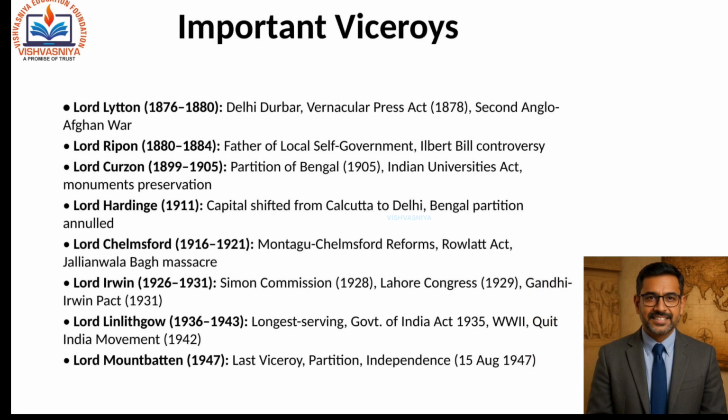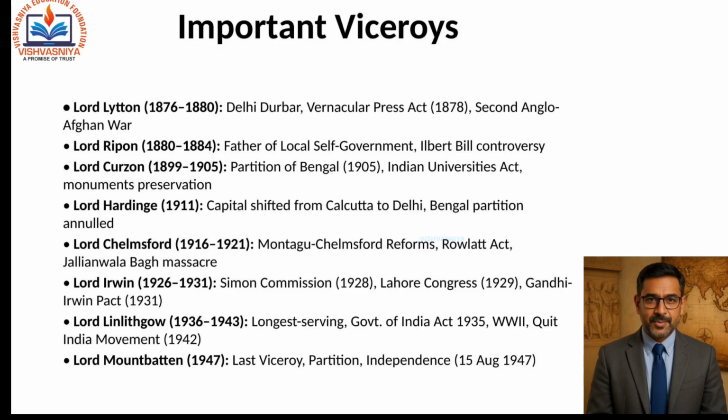Let us now look at some of the most important viceroys of India and the events during their time. When Lord Lytton ruled from 1876 to 1880, he organized the Delhi Darbar of 1877, where Queen Victoria was proclaimed the Empress of India. He also passed the Vernacular Press Act in 1878 and fought the Second Anglo-Afghan War.